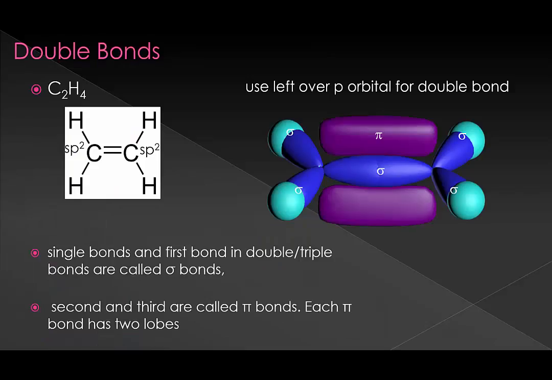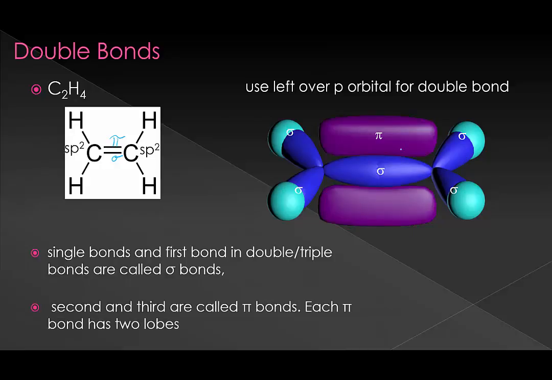We can see that the leftover p orbital is going to be coming perpendicular to the sigma bonds, or at a 90-degree angle to the sigma bonds. And this forms this 2-lobed structure. Now notice, this is 1 pi bond, right? We have 1 sigma bond, and we have 1 pi bond. It just has 2 lobes.